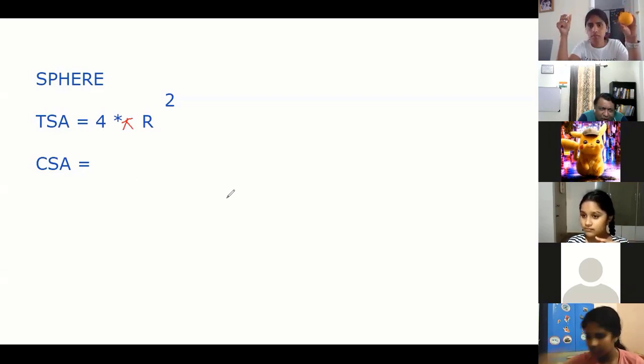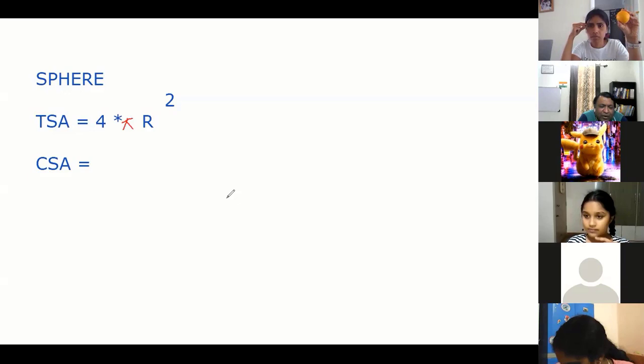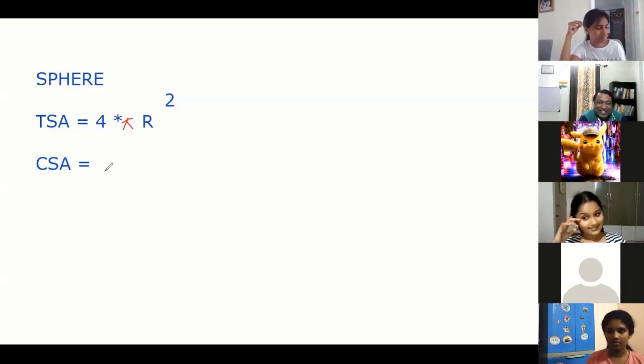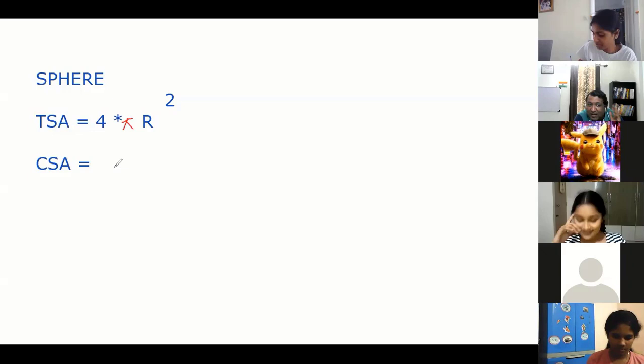Is the total surface area and the curved surface area different or the same? Everything is curved only, right? Where is the flat surface in the ball? You can't see it, right? Guys, by definition, the curved surface is all the curved part. 4 pi r square. That is clear?